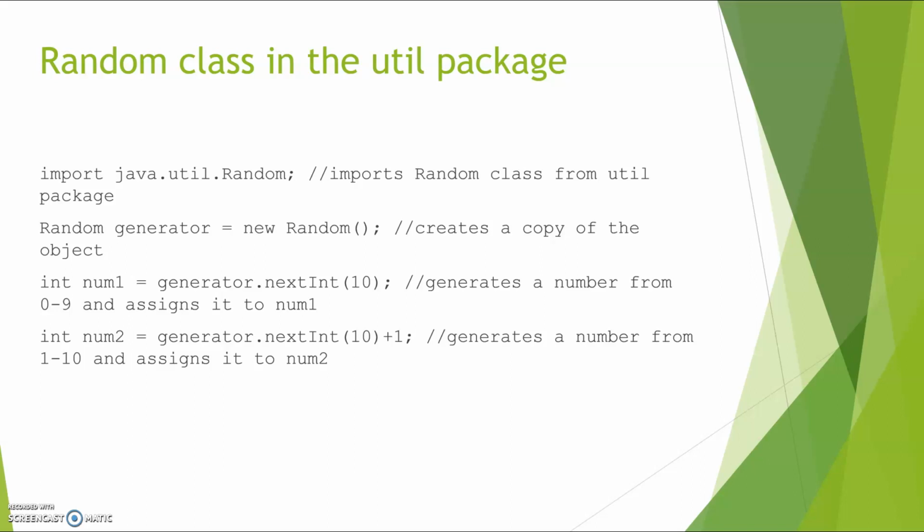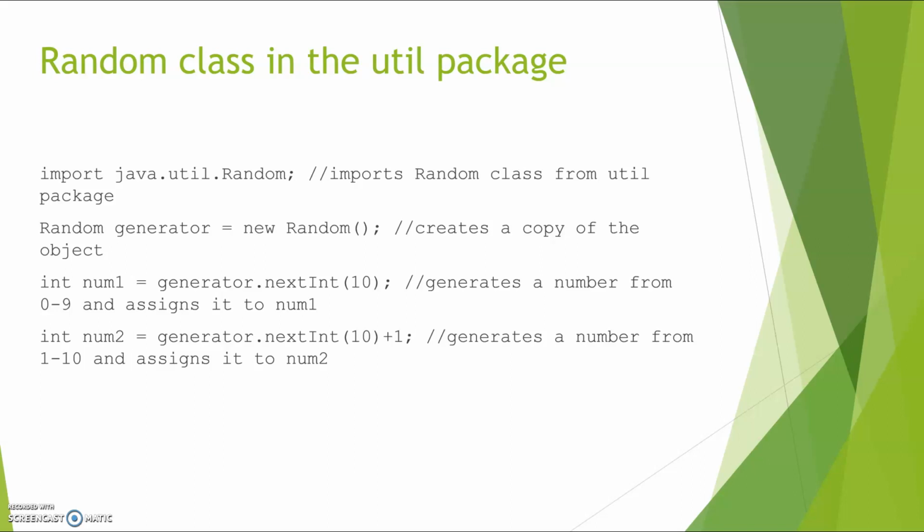So a couple of examples here on the screen. First of all, we do have to import it from the java.util package. And Random is an object, so then we have to create our own instance of Random. So Random generator = new Random(); we're making our own copy of the Random object and we're calling it generator. And then to use it, we would do generator.nextInt if we wanted an integer, and we would have to give it a parameter. So the 10 that you see here on the screen is going to generate a number between 0 and 9, and we're going to assign it to num1.